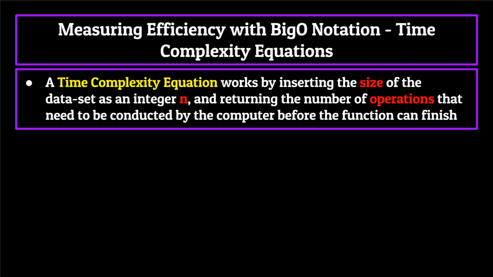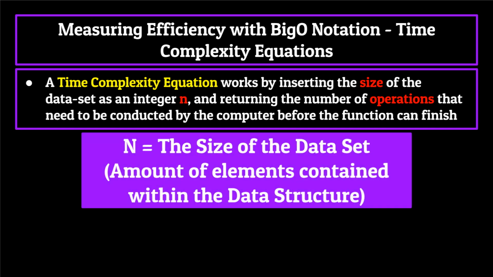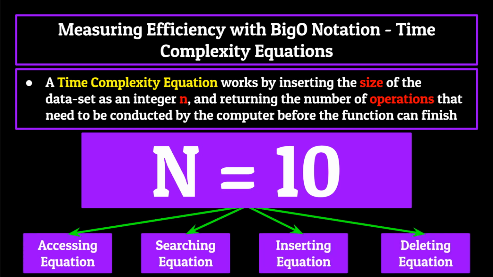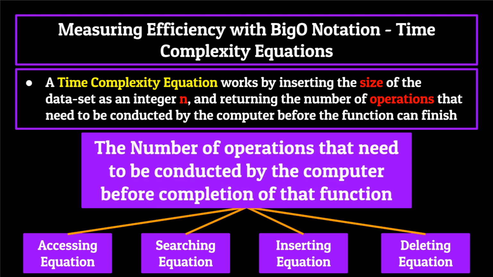Besides being an annoyingly long phrase, a Big O notation time complexity equation, or just time complexity equations, work by inserting the size of the dataset as an integer n and returning the number of operations that need to be conducted by the computer before the function can finish. The integer n is simply the size or amount of elements contained within the dataset. So for example, if we have an array, one of the data structures we'll get into soon, with a size of 10, we would place 10 into the different efficiency equations for accessing, searching, inserting, and deleting that represent the array. And returned back to us would be the number of operations that need to be conducted by the computer before completion of that function. It does get a little bit more complicated than this, but for the sake of keeping this series simple, all you need to know is that these equations help represent efficiency amongst different data structures.